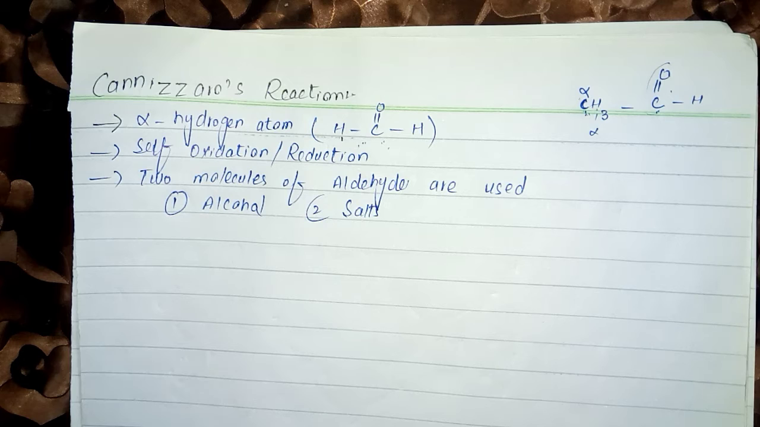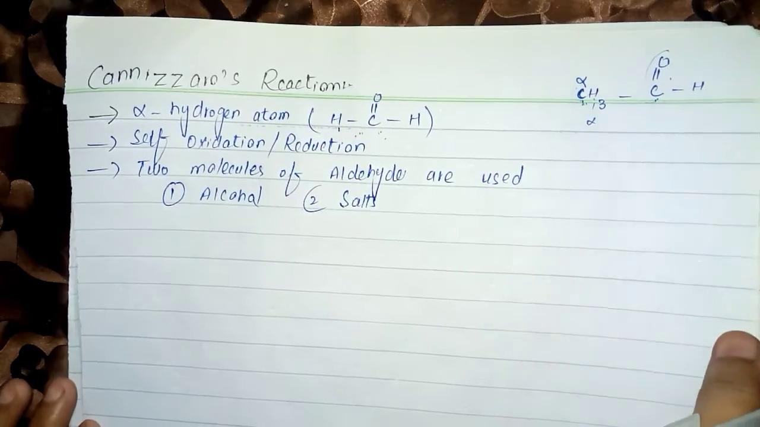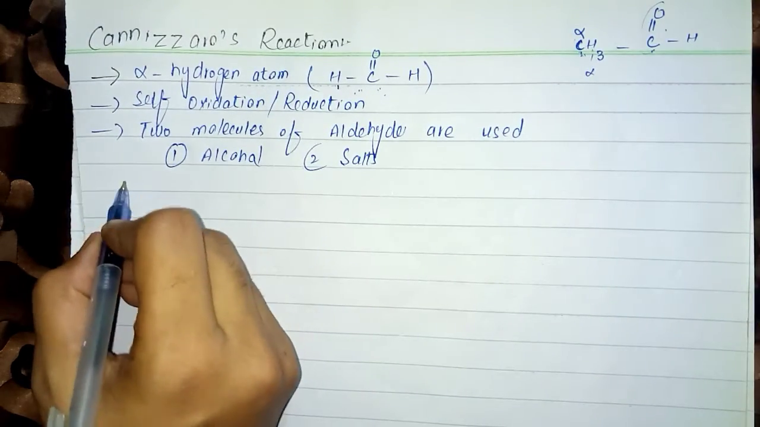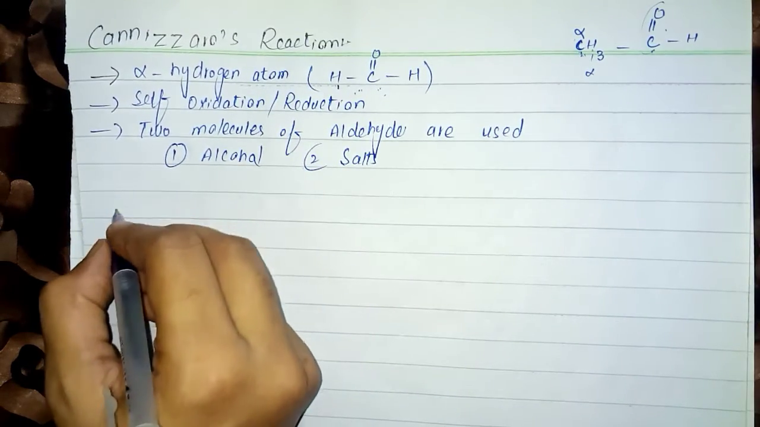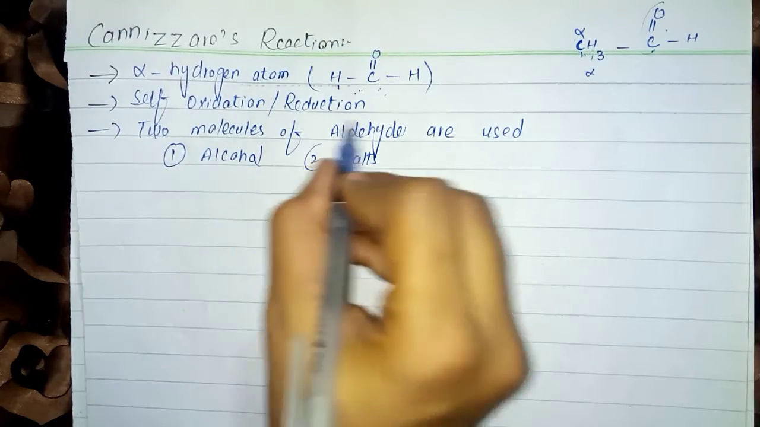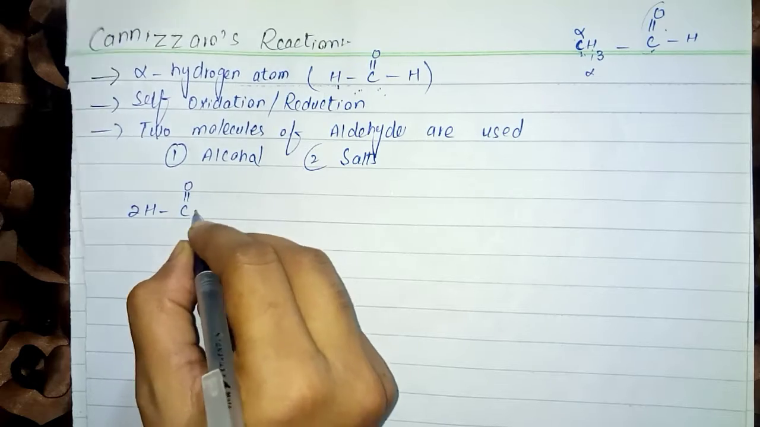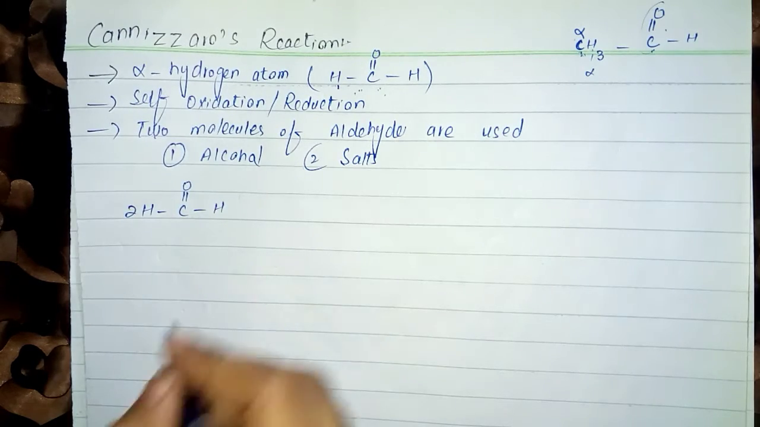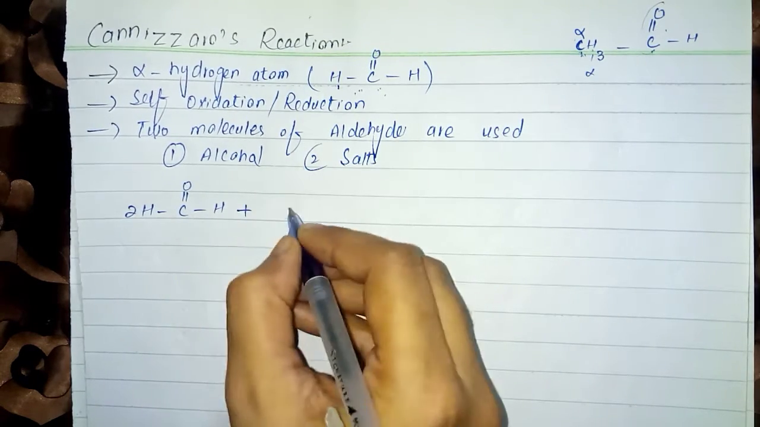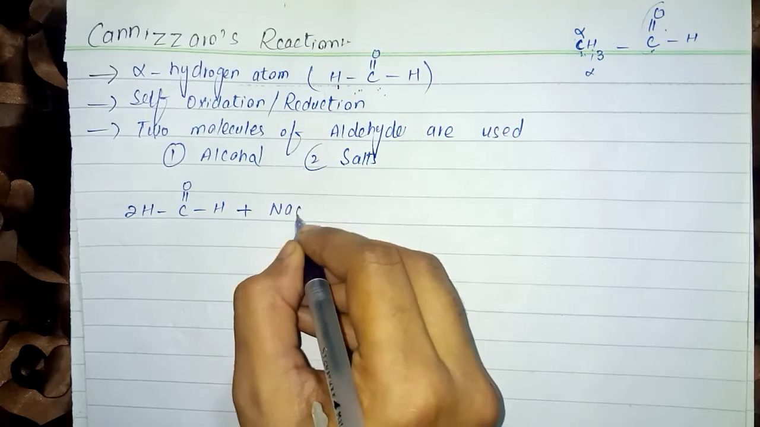Now it's time to write an example of the Cannizzaro reaction as well as the mechanism of this reaction. So first of all, I'm just writing the example here, the Cannizzaro reaction. Look at this, two molecules of aldehyde are used. So I will write two molecules of aldehyde. And one more thing, the Cannizzaro reaction takes place in the presence of sodium hydroxide.